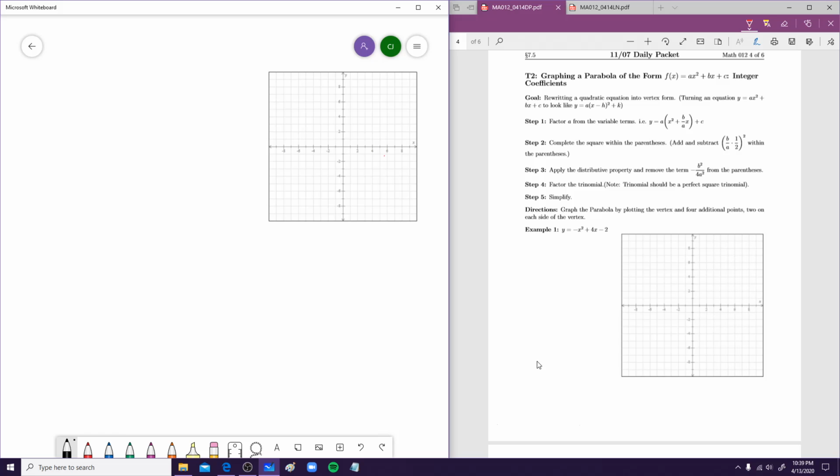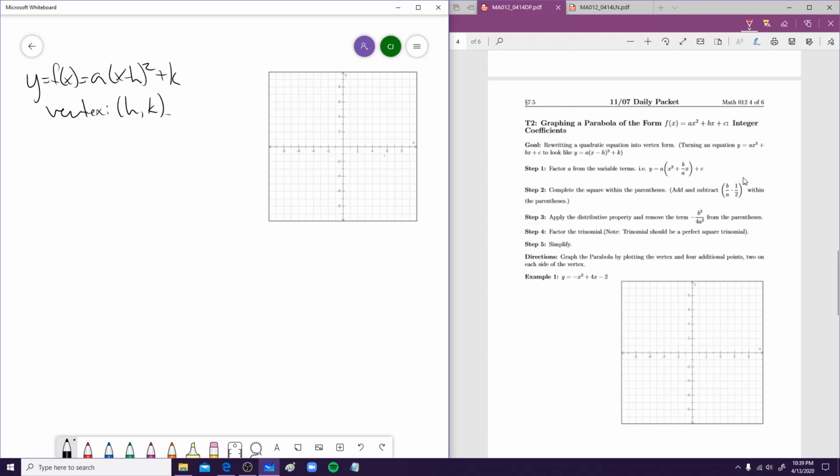However, remember when we graph parabolas, we need to find the vertex first, right? And then how do we find the vertex? We have to use the vertex form. So what is that? That is y, or it's f of x, it doesn't matter. This is equal to a, x minus h quantity squared plus k. And the vertex is h, k, right?